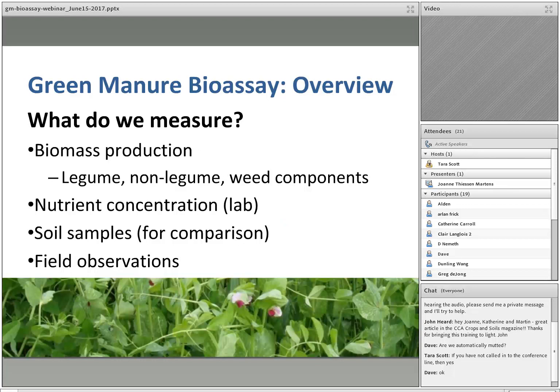We want to measure the nutrient concentration of that plant material, and we send samples off to the lab for that. We also want to take soil samples because they give us a good comparison to the plant tissue samples, and also provide some additional information that the plant tissue does not provide. And we're also going to take some field observations that provide some really useful data on green manure management and general crop management on the organic farm.